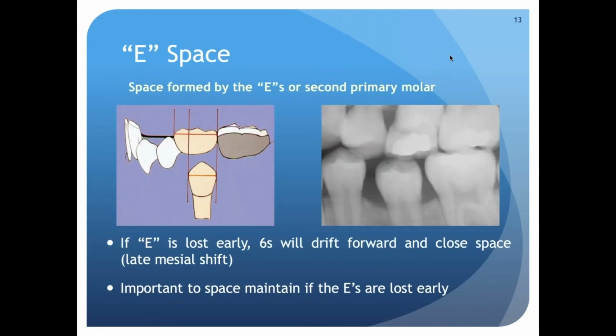I also want to talk a little bit about E-space, which is related to leeway space. That's the space formed by our E's, and just as a reminder, that's our second primary molar. If the E is lost early, your sixes, your 6-year molars or first permanent molars, can drift in and close that space, something we call late mesial shift. And not just loss of the E, but also gross interproximal caries can cause movement of the teeth in the primary dentition. So with a bombed out primary molar or early loss to trauma, we can lose that E space, and that can be a problem with this late mesial shift, which I'll talk about.